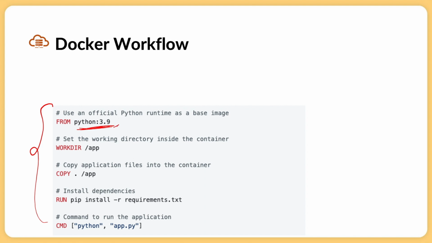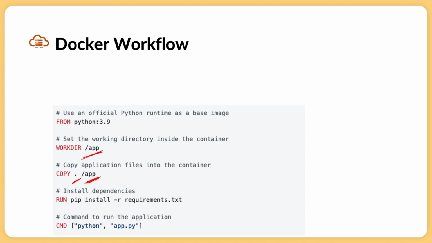Now we are setting up the working directory inside our container for the application. So this is the working directory. Then we are copying our application file into the container. On the current directory, here you see the dot, we have the application code. Then we are copying this application into this app directory that we have set here.